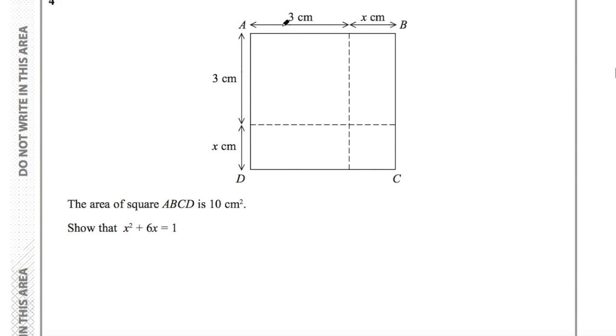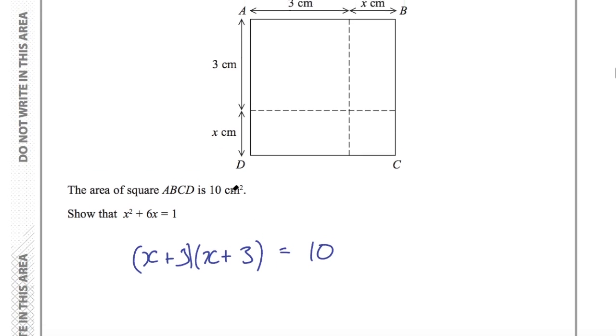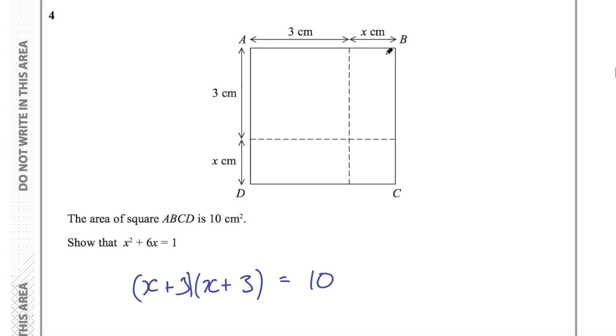So we can take the lengths of these sides. So one length will be x plus 3 and the other length will be x plus 3, and multiply those together, and that should give us the area. In this case the area is 10. So x plus 3 multiplied by x plus 3 equals 10, which they've told us is the area.